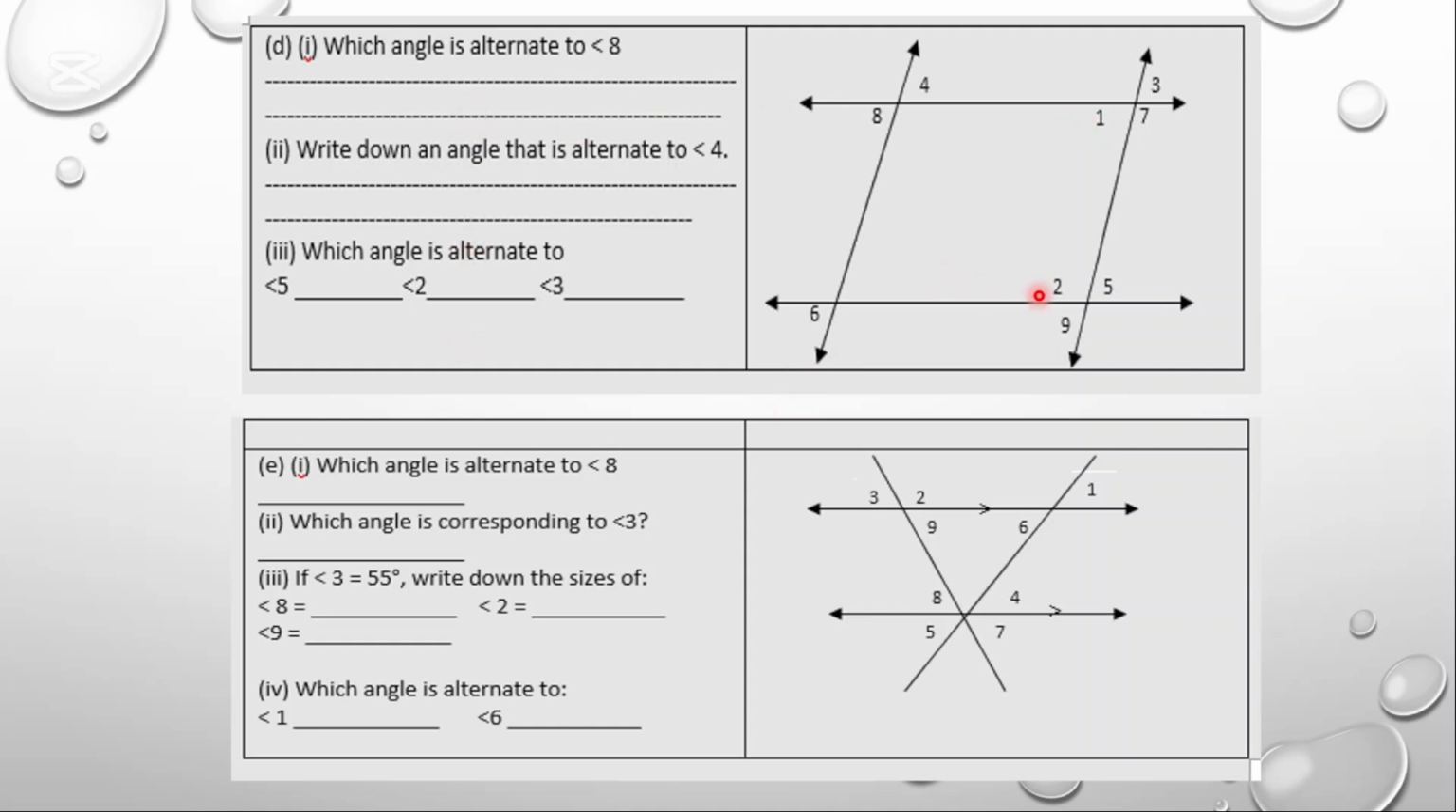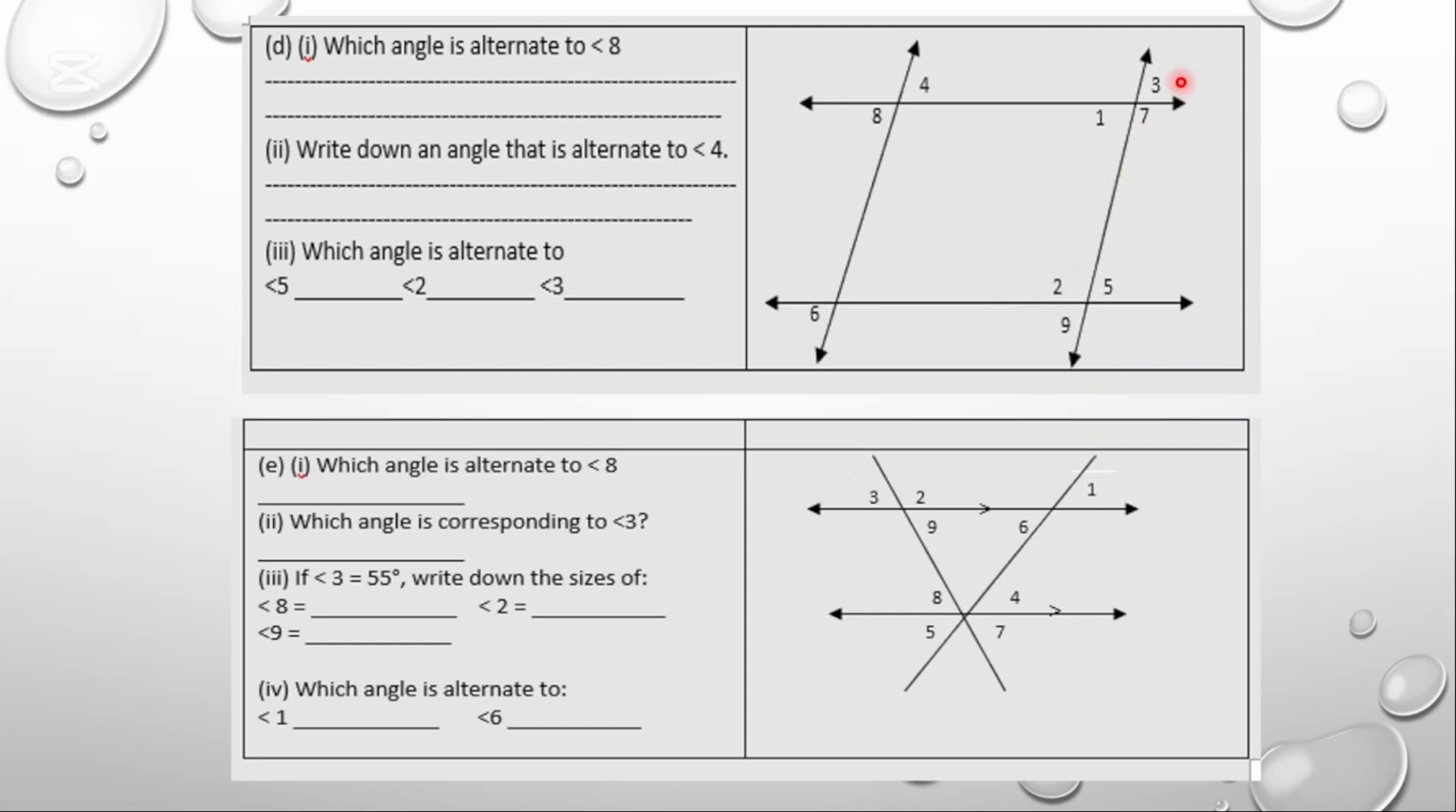Angle 2. In between the 2 lines, 2 on the one side and 7 on the other side. So, angle 7 is alternate to angle 2. Or 2 is alternate to angle 7.